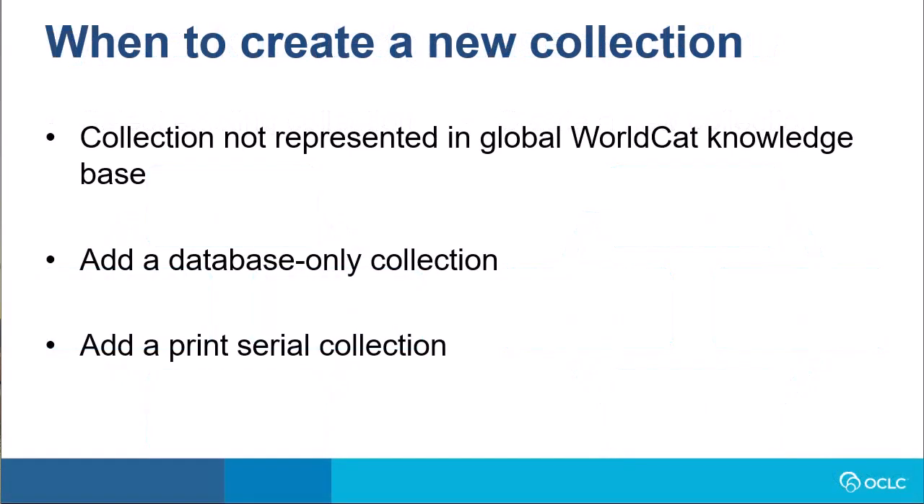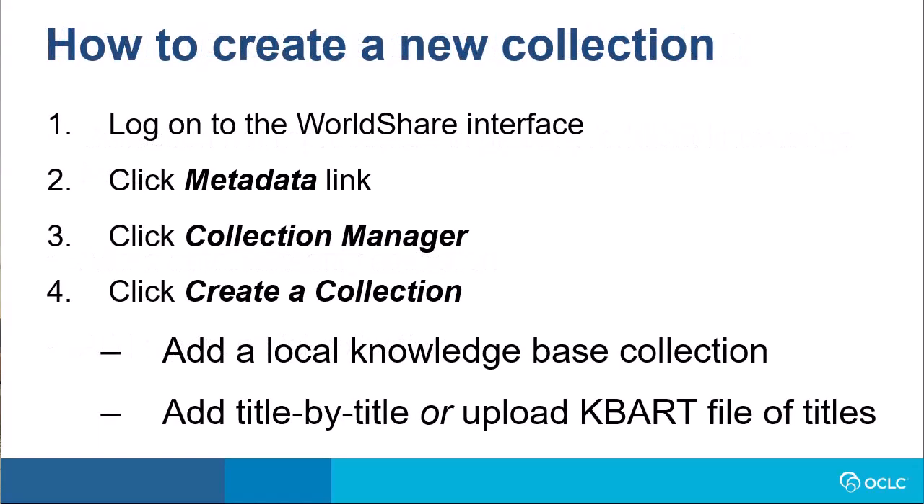Libraries create a new knowledge-based collection when the desired collection is not represented in the global WorldCat knowledge base. Create a database-only collection, which contains no titles, or create a collection to add print serials. After searching the global WorldCat knowledge base and not finding the collections to represent your library's subscriptions, you can add them as new local collections.